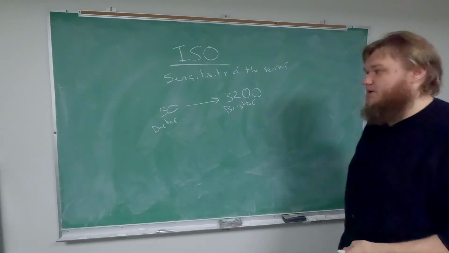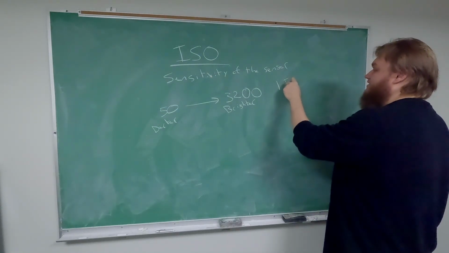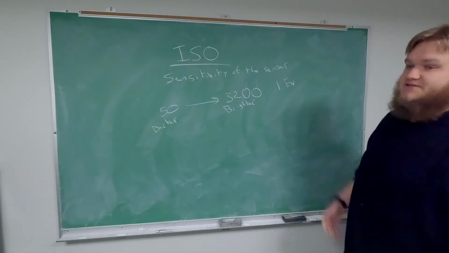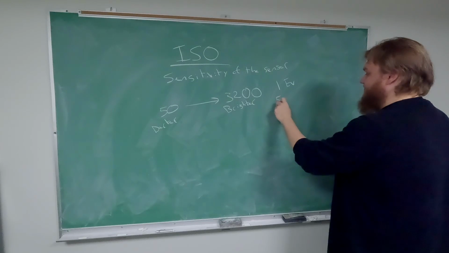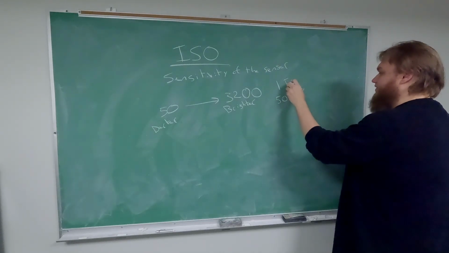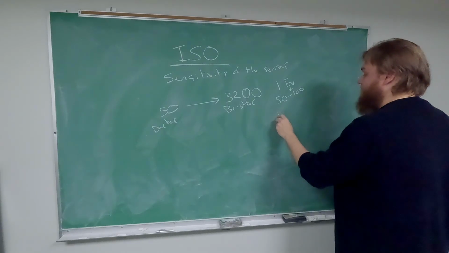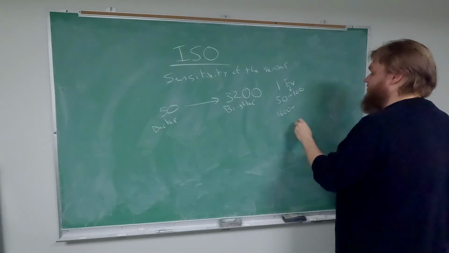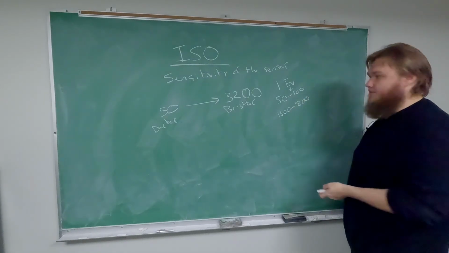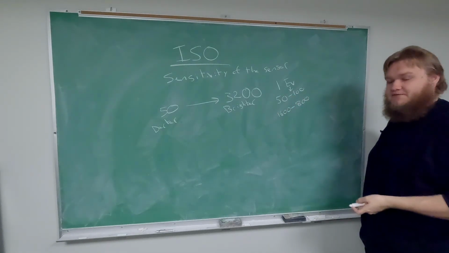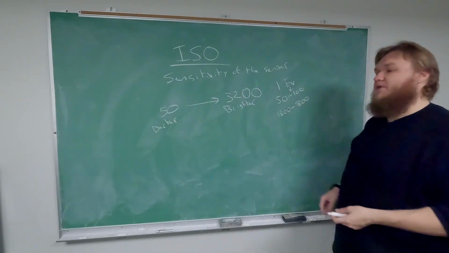Now, 1 EV, as we discussed last time, is making something 2 times as bright. We just multiply by 2. So 50 to 100, that's a difference of 1 EV. From 1600 to 800, if we're reducing, that's also 1 EV. This is plus 1 EV, this is negative 1 EV. So we've got darker, we've got brighter.